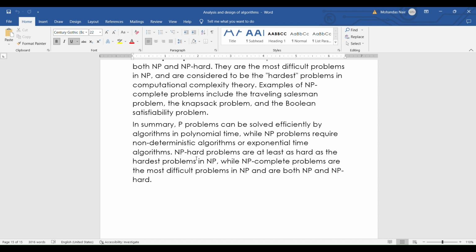In summary, P problems can be solved efficiently by algorithms in polynomial time, while NP problems require non-deterministic algorithms or exponential time algorithms. NP-hard problems are at least as hard as the hardest problems in NP, while NP-complete problems are the most difficult problems in NP and are both NP as well as NP-hard.